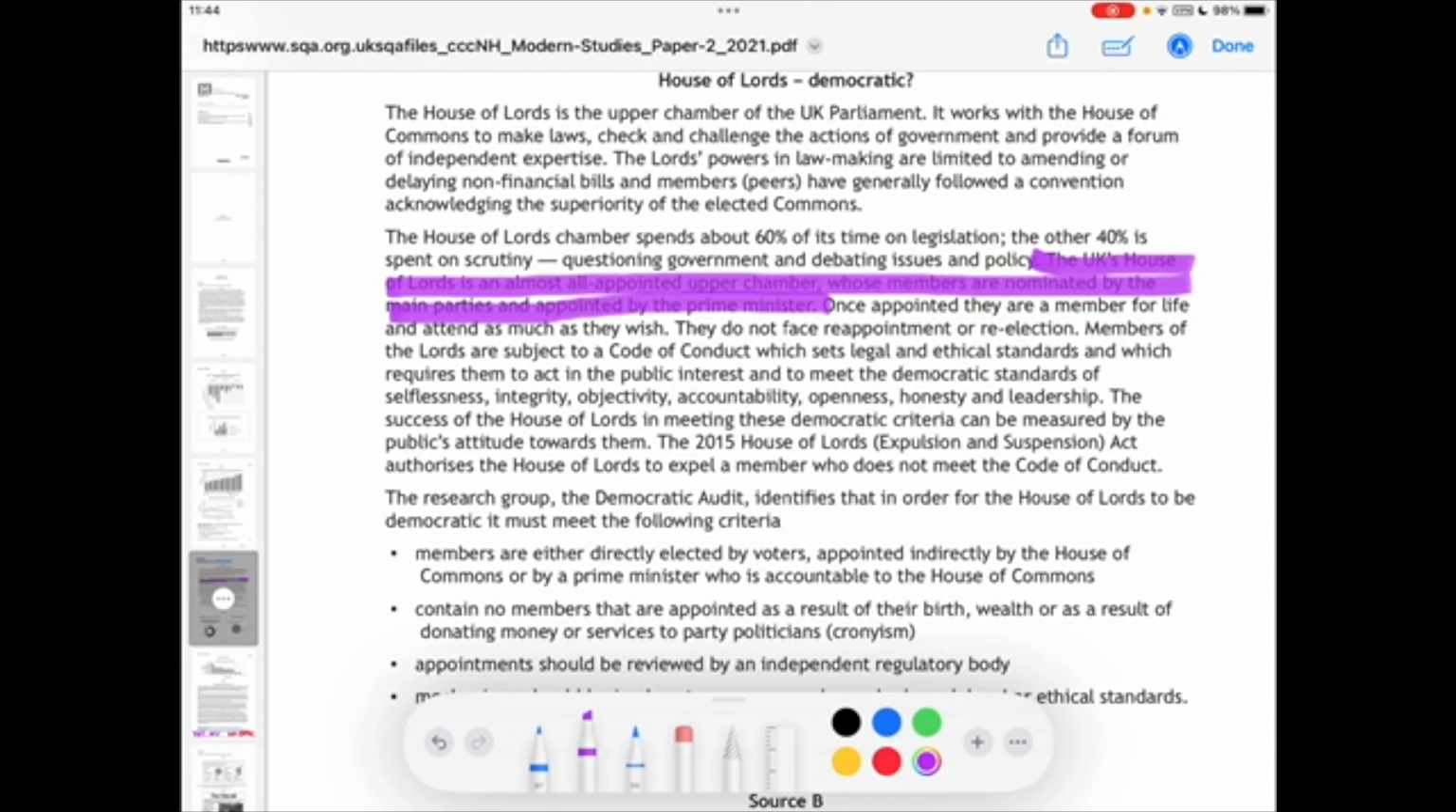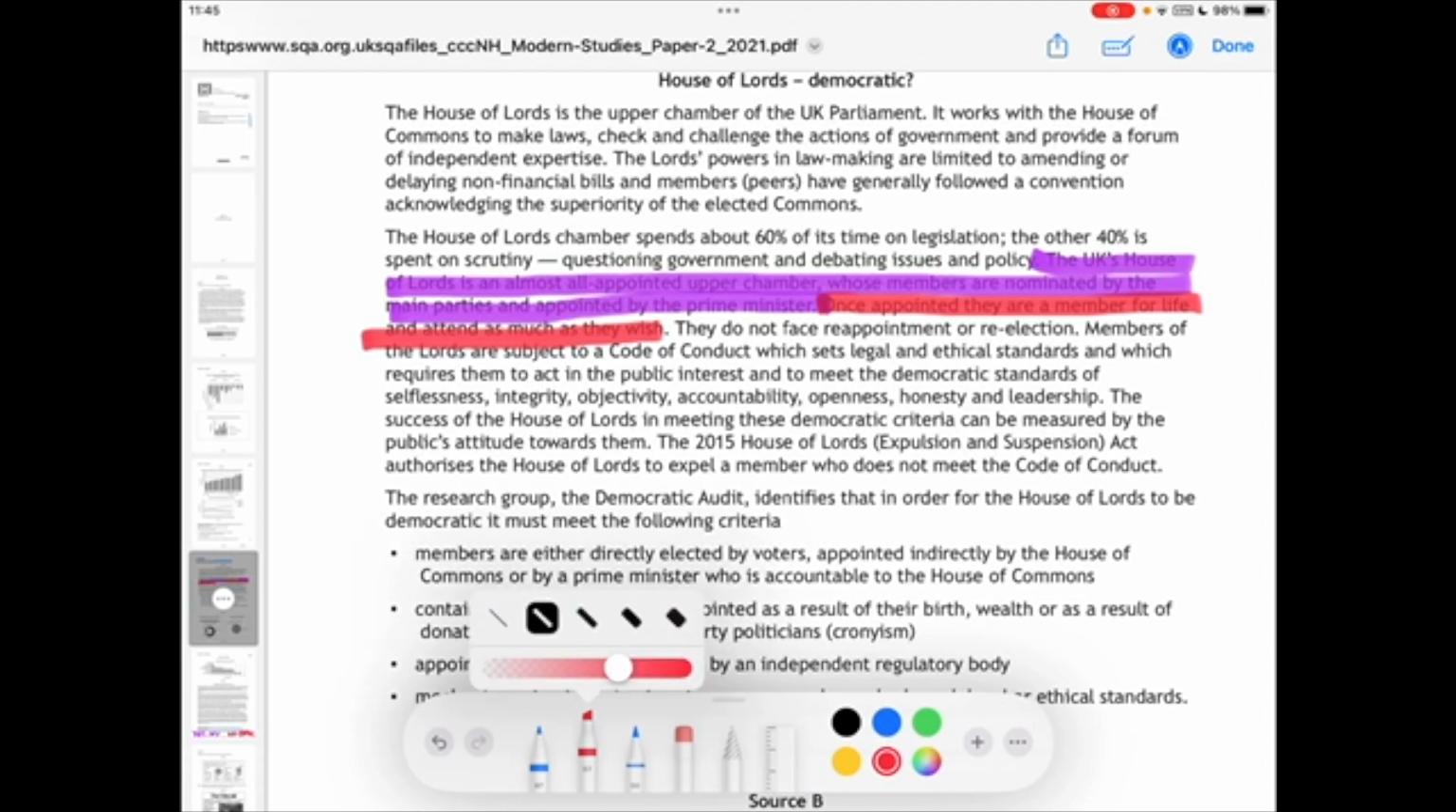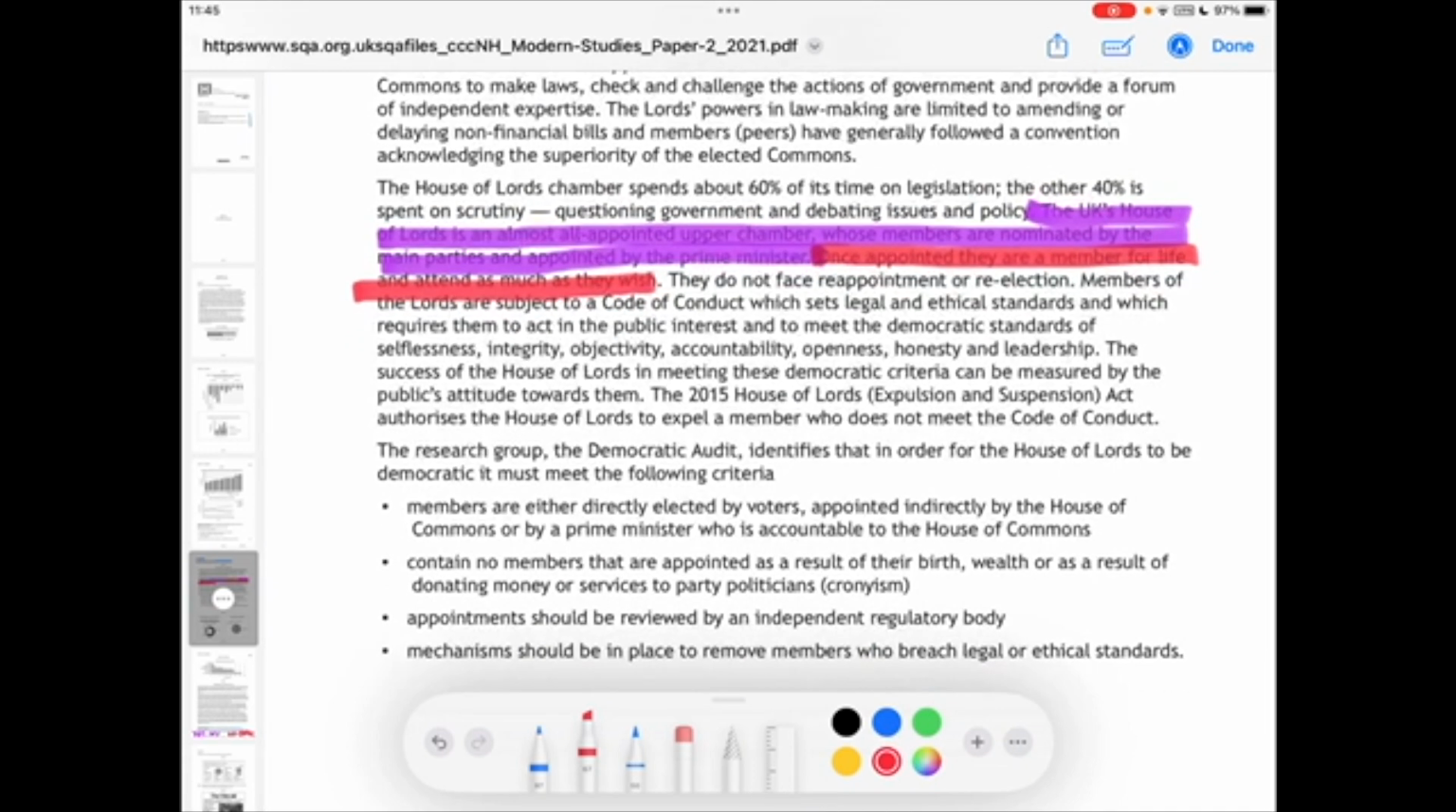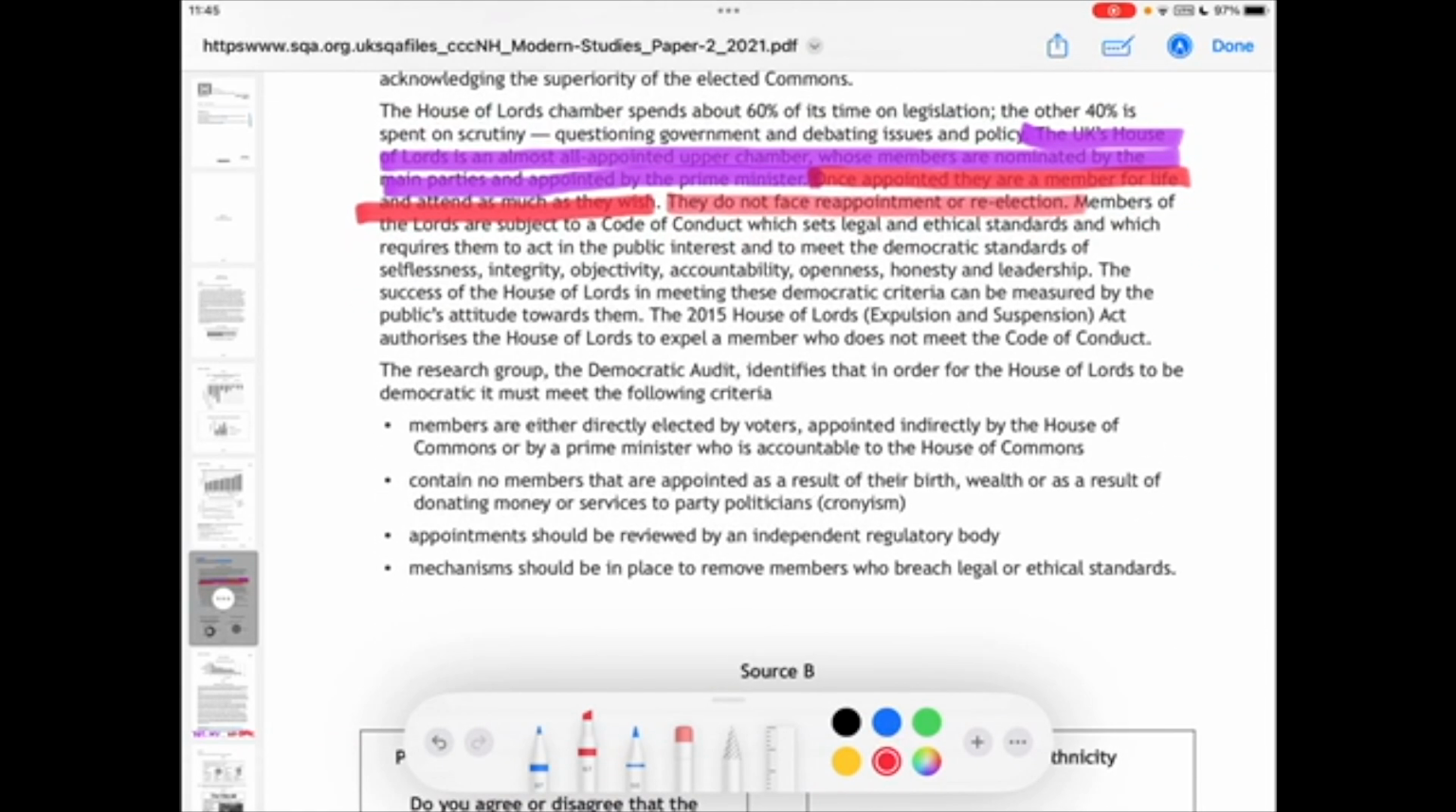However, once appointed, they are a member for life and attend as much as they wish. That does not suggest it's democratic. Okay, that suggests to us that it's not democratic, because the fact that they're in there for life means they can't be scrutinised, they can't be removed if they make mistakes. They also do not face reappointment or re-election. That's another negative. Okay, another good reason to say, well, it's not democratic because, again, they can't be replaced.